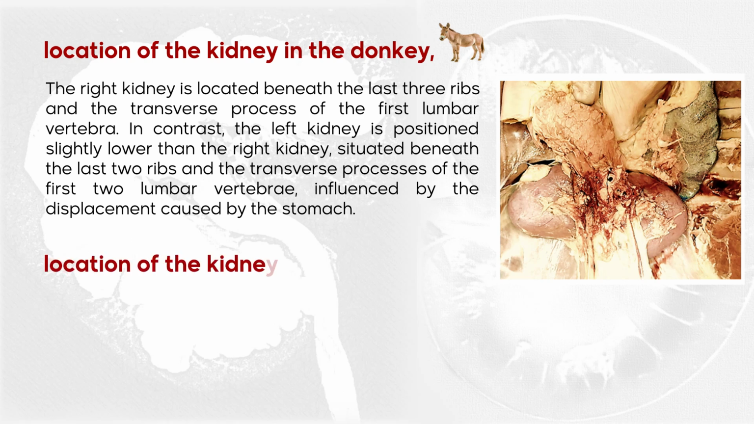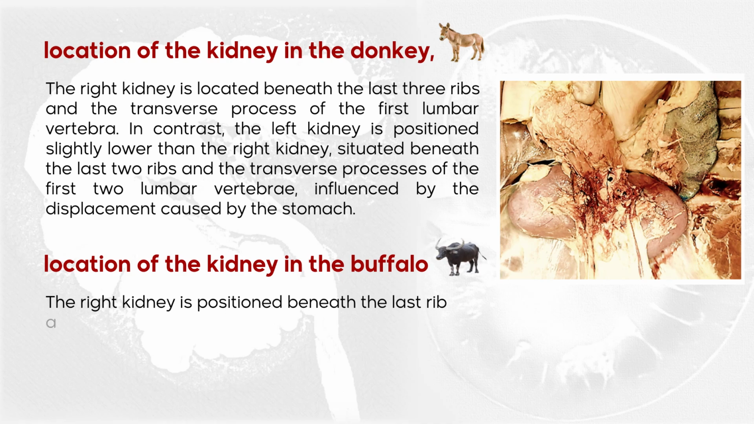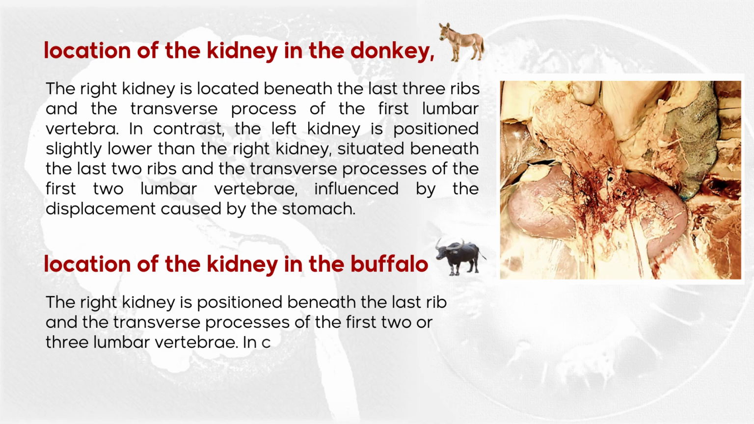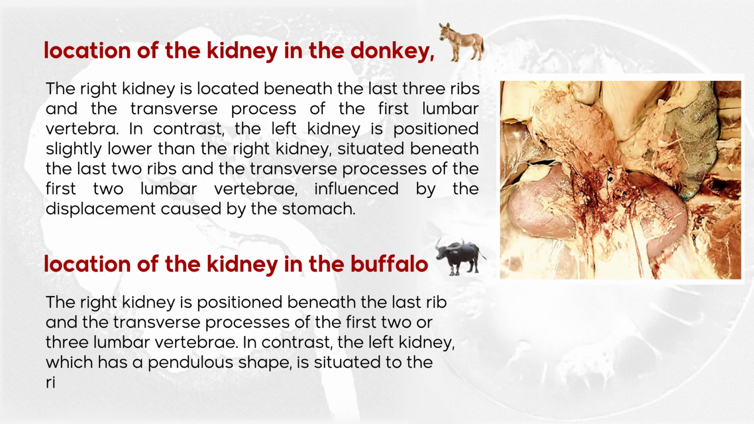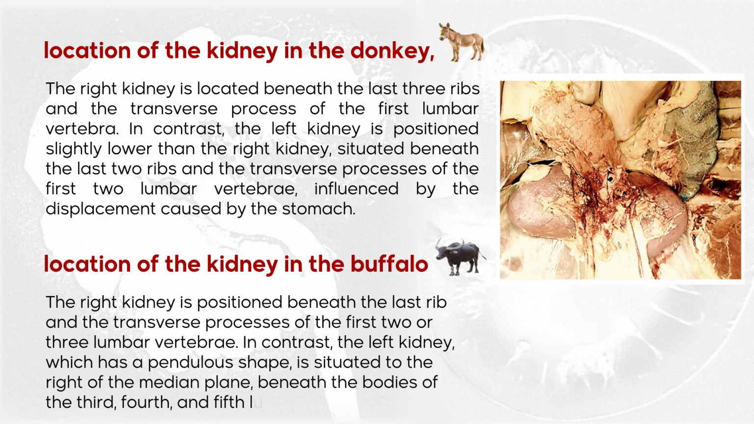Location of the kidney in the buffalo. The right kidney is positioned beneath the last rib and the transverse processes of the first two or three lumbar vertebrae. In contrast, the left kidney, which has a pendulous shape, is situated to the right of the median plane, beneath the bodies of the third, fourth, and fifth lumbar vertebrae.